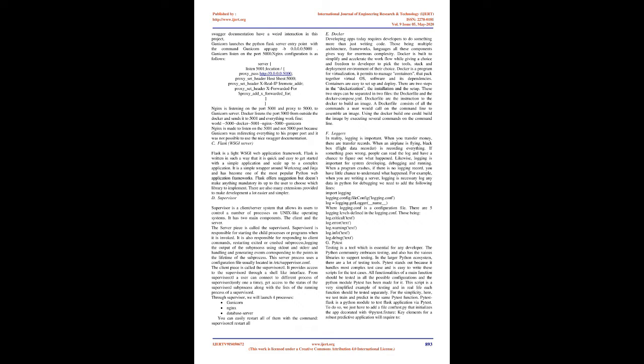-b 0.0.0.0:5000. Gunicorn listens on port 5000. The Nginx configuration is as follows. Nginx is listening on port 5001 and proxies to port 5000, to the Gunicorn server. Docker listens on port 5000 from outside Docker and sends it to 5001, and everything works fine.